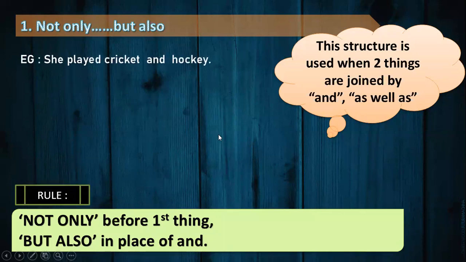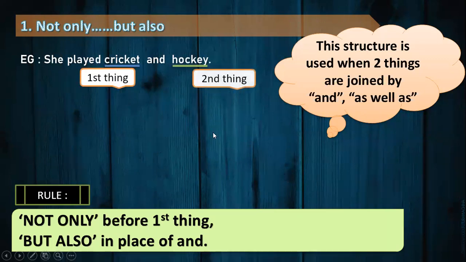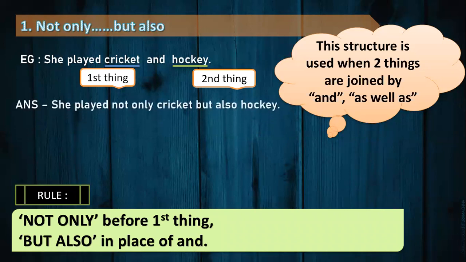Here we go. She played cricket and hockey. So which are the two things here? Cricket is the first thing. Hockey is the second thing. So now what does the golden rule say? Not only before the first thing. That means before cricket, we are putting not only, and after the cricket, in place of and, we are going to put but also. That means she played not only cricket, but also hockey.